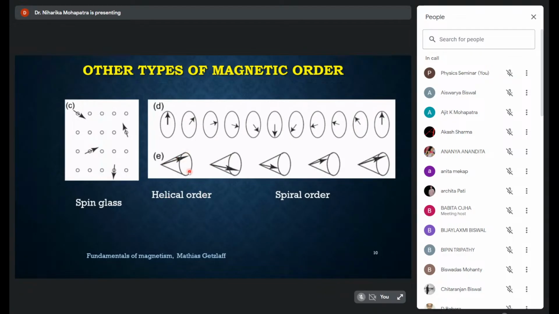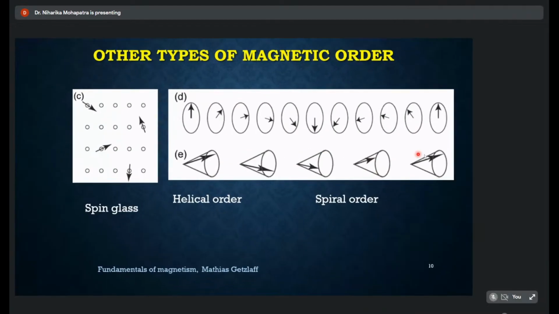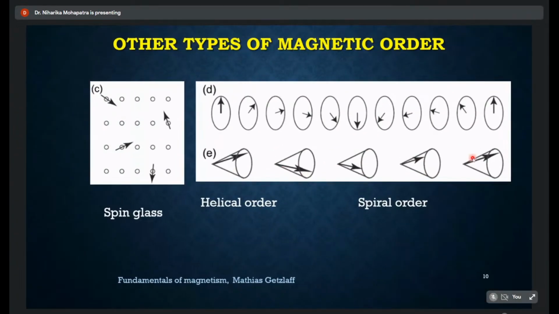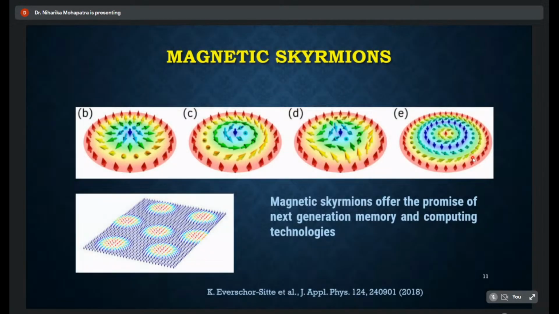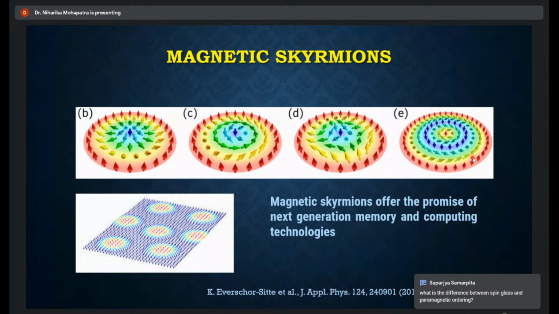This is a conical spiral. So in a cone, you will find that this spin is getting rotated by certain angle, keeping the angle fixed. So this kind of ordering is known as spiral ordering. So basically, what are these kind of ordering? And recently a name was given to this that is known as magnetic skyrmions.